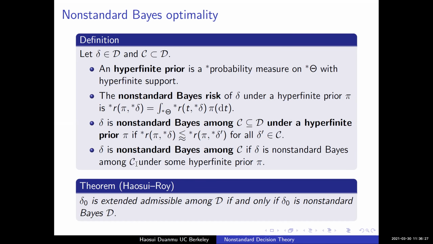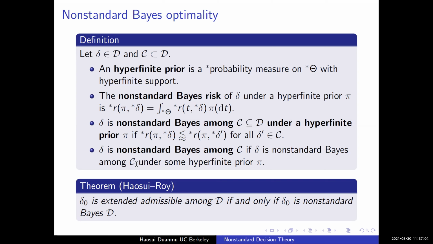So we now introduce the nonstandard Bayes optimality. This is the notion of Bayes optimality introduced by us, and surprisingly, we will show that this notion of optimality is equivalent to the frequentist notion of optimality. Suppose delta is a standard randomized decision procedure. A hyperfinite prior is simply a star probability measure on star theta, where star theta is a nonstandard extension of theta, with hyperfinite support.